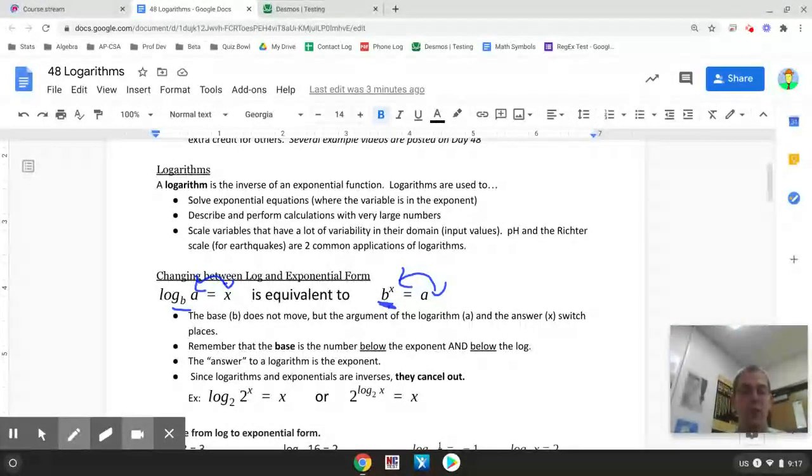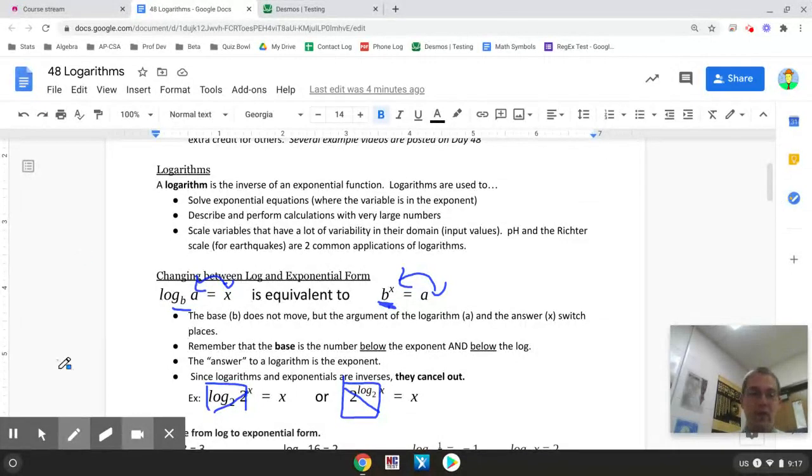Also, since logarithms and exponentials are inverses, they do cancel out. So if you have a log base 2 with a 2, that cancels out and just leaves you with an x. Or even if it's written the other way, with a 2 and a log base 2 in the exponent, that cancels out and just leaves you with an x. We'll practice some of these together.